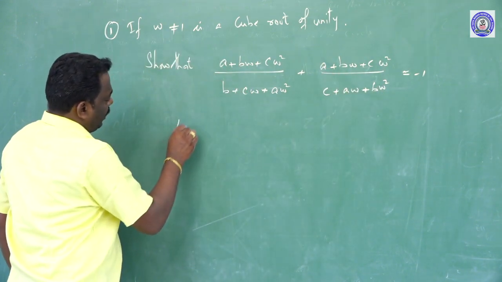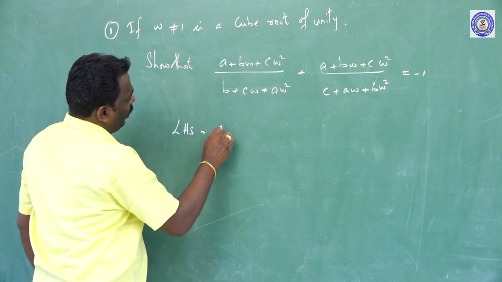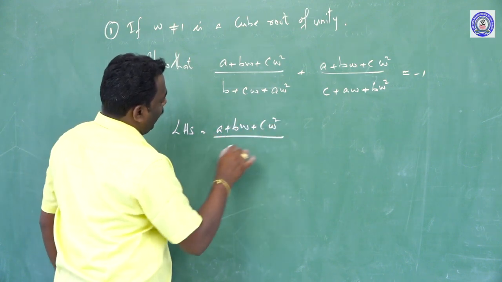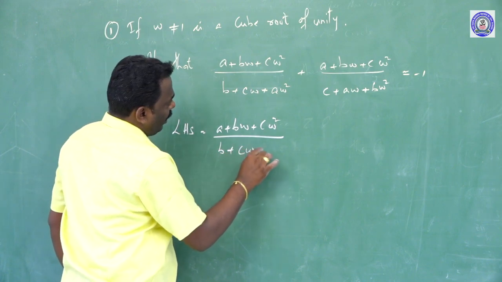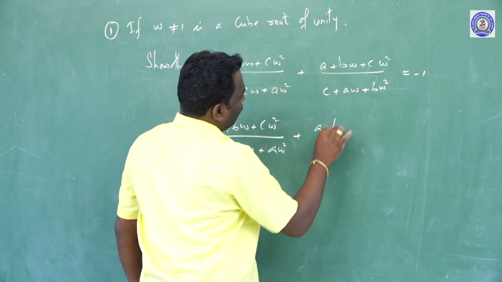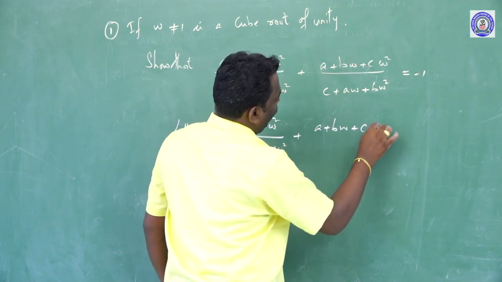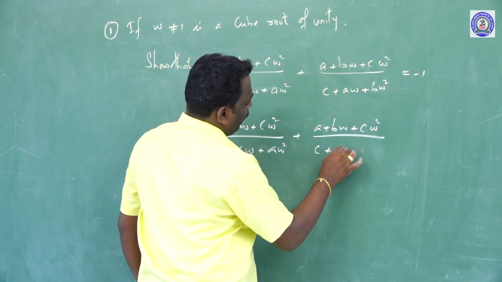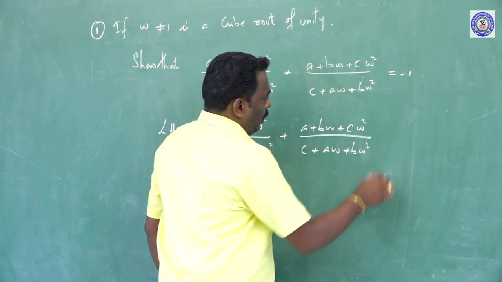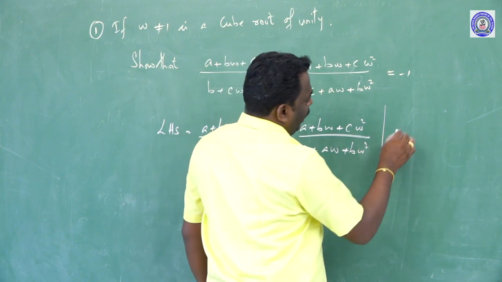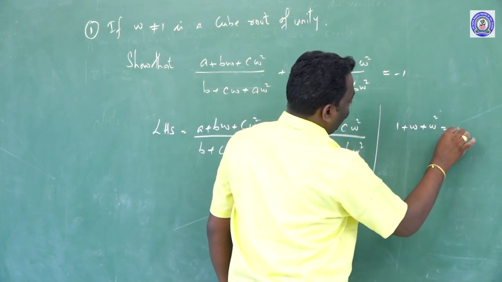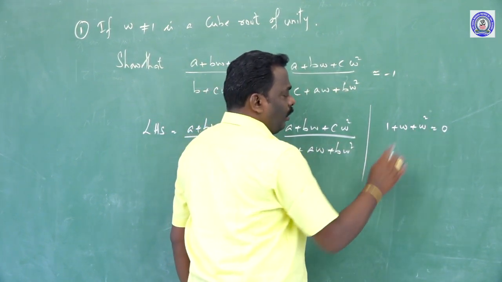Now let us take the left hand side equation: (A + Bω + Cω²)/(B + Cω + Aω²) + (A + Bω + C)ω²/(C + Aω + Bω²). Now we know it is a cube root of unity, that is 1 + ω + ω² = 0, because the sum of the roots equals 0.